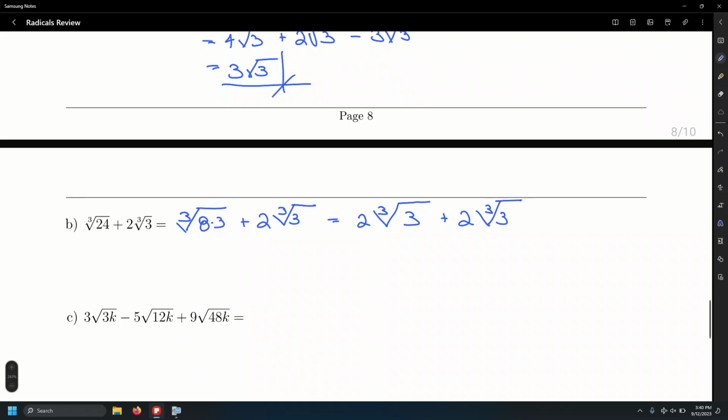And now we rewrote the first radical in a way that it has not only the same index, but also the same radicand. And we can combine them together now. What is 2 plus 2? And that's it, right? 4 cube root of 3.